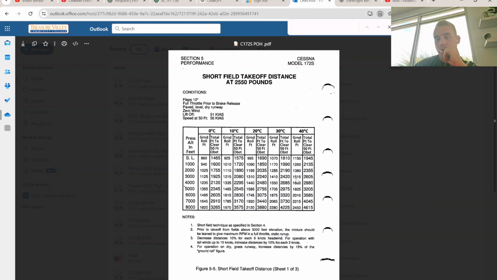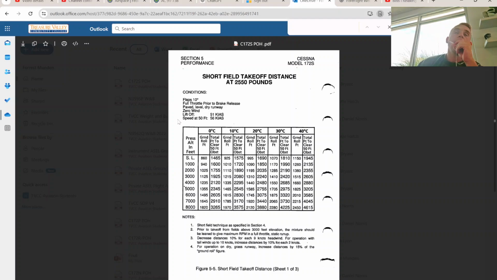Let's go over to 40 degrees. Look at the number increase between the 10 degrees and the 40 degrees Celsius. So this is way hotter. This is like 70, 80 degrees, maybe even low 90s degrees Fahrenheit. It goes up 300 feet, okay? And then to clear a 50-foot obstacle, it goes up to 2,600. So it goes up 600 feet.